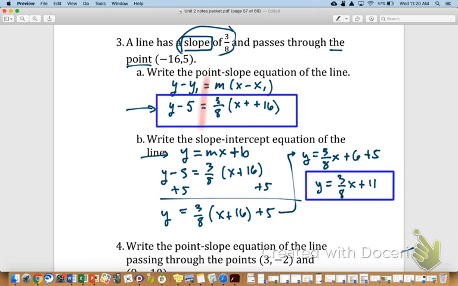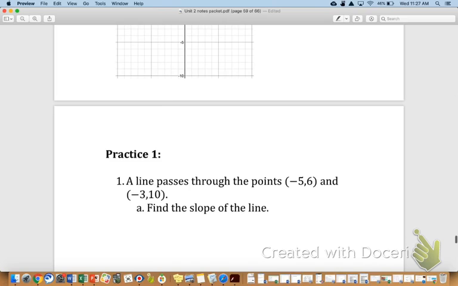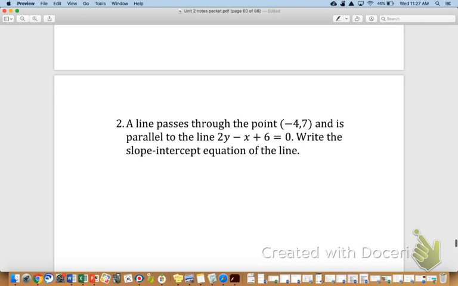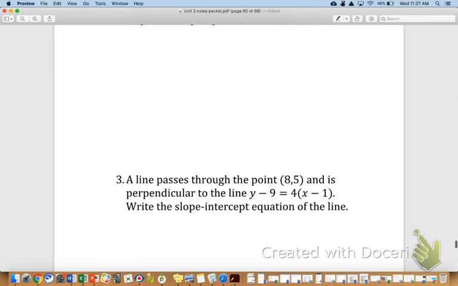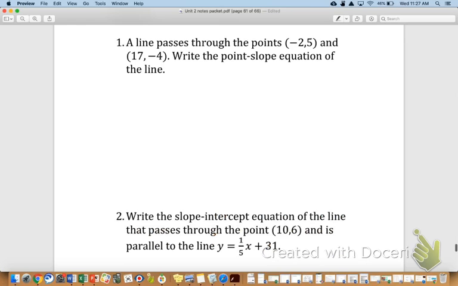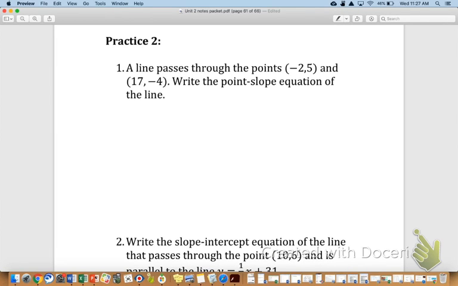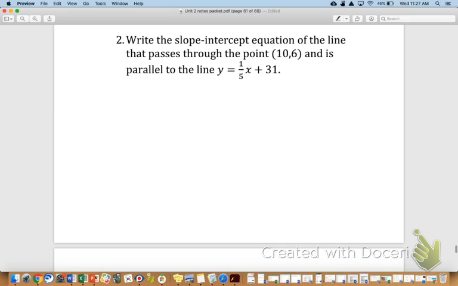Okay, so I want to jump into one more here, and let's do this one. In your packet, we're going to go past our DMR. Find practice 2. Listen, I want you to do this exact one. I don't want you to do something different. Go to practice 2, number 2 for today. It's up on the screen, so please confirm that you have the exact same thing I have up there.